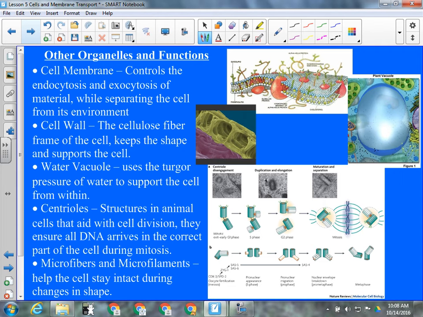Other organelles: cell membrane. If you're going to write something for the function of the cell membrane, it should be what I just underlined there: controls endocytosis and exocytosis, and use those two words. I don't want to see controls what gets in and out. That's the scientific way of saying that. Endocytosis and exocytosis. Cytosis refers to movement in the cell. Endo is into, exo is out of.